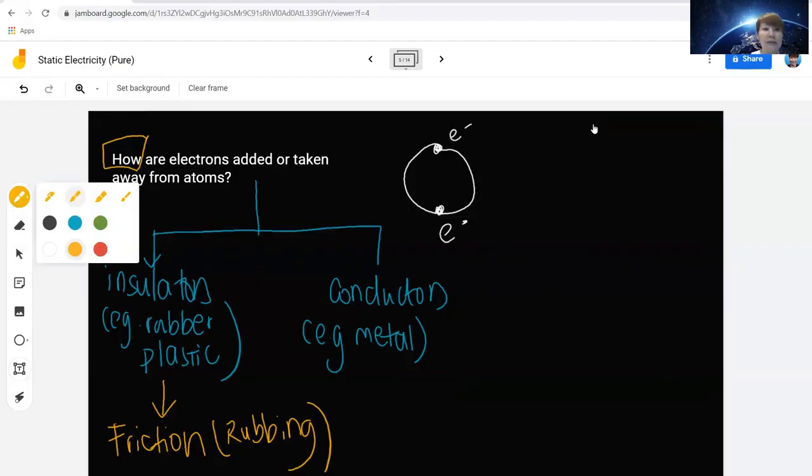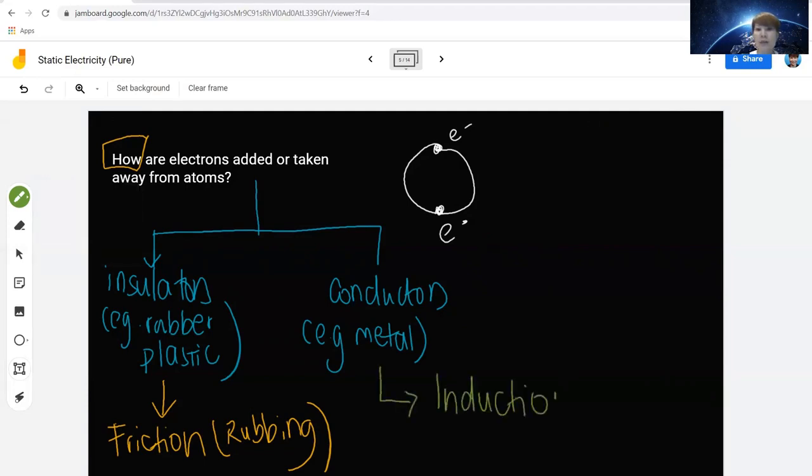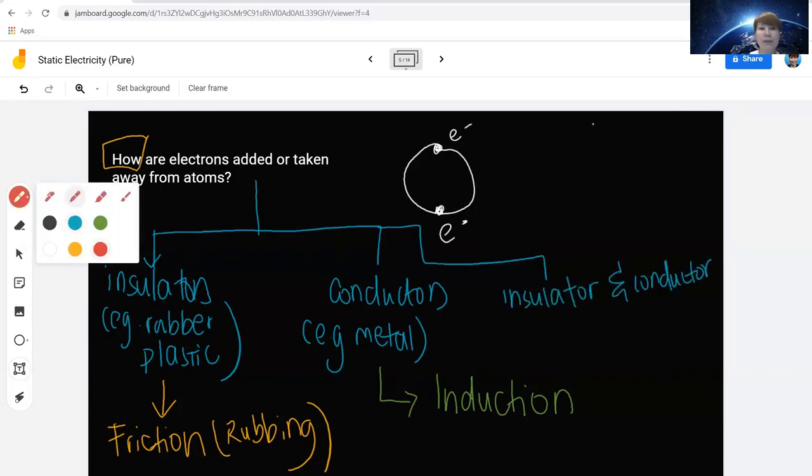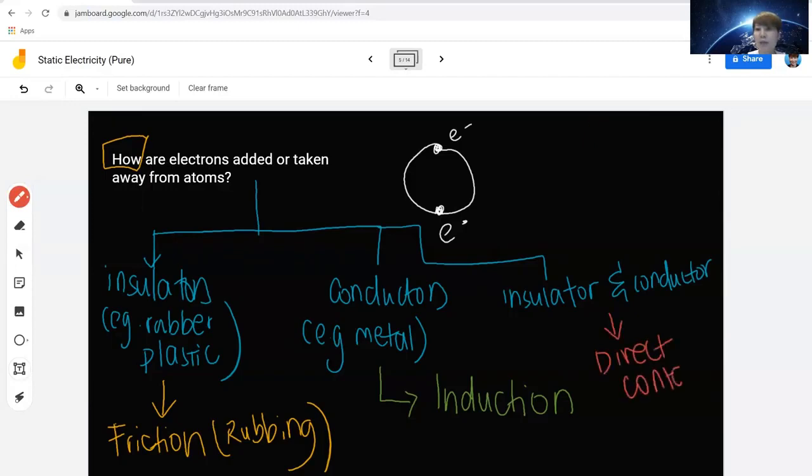Now, how about conductors? In conductors, we know that the electrons flow freely, and therefore, you don't need to use friction to force them out of the atom. What we will use is a method called induction, which we will talk about later. Now, there is one more subcategory to look at, and that is what happens if you have one insulator and one conductor. How can you charge it? In this case, we will use the third method, which is direct contact, which is simply touching these two materials together. Electrons will be transferred easily.